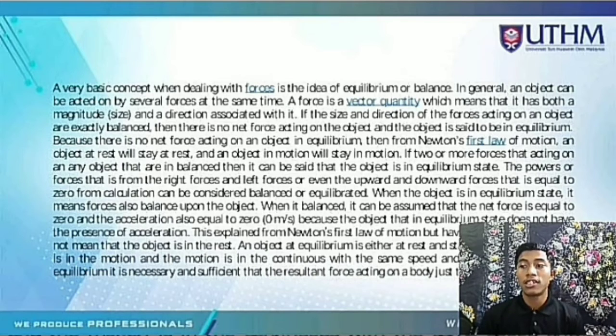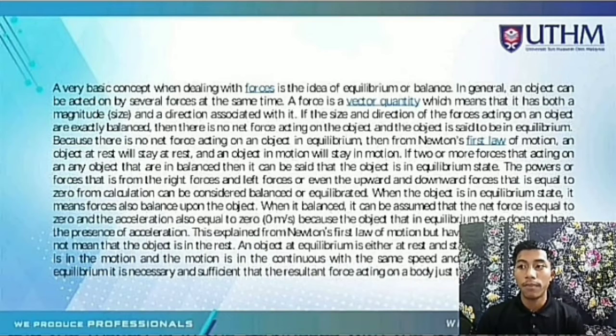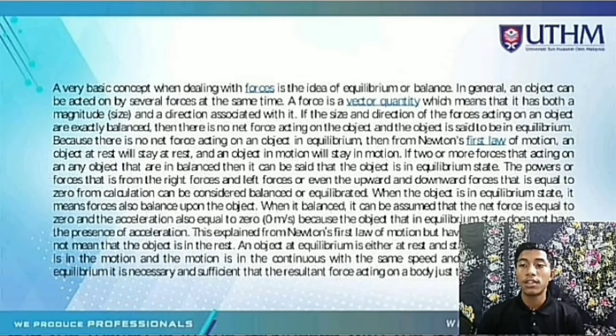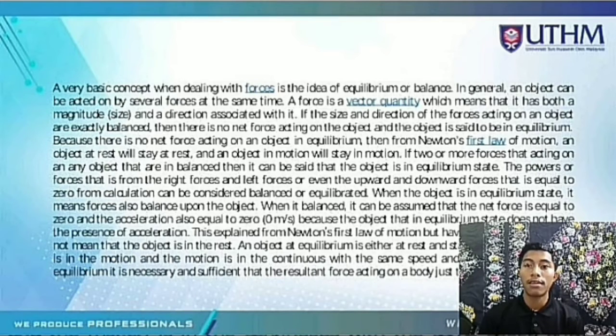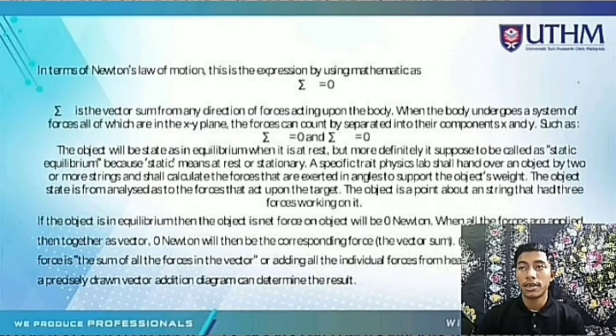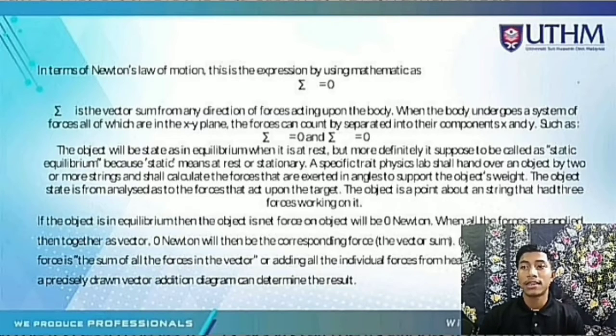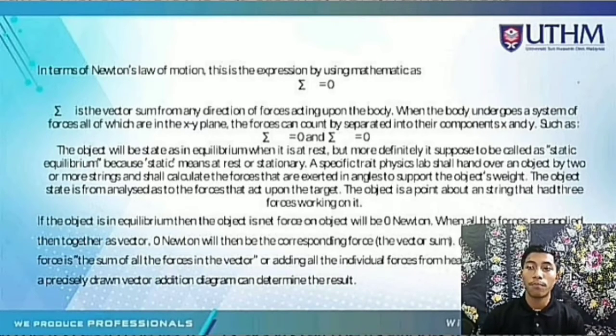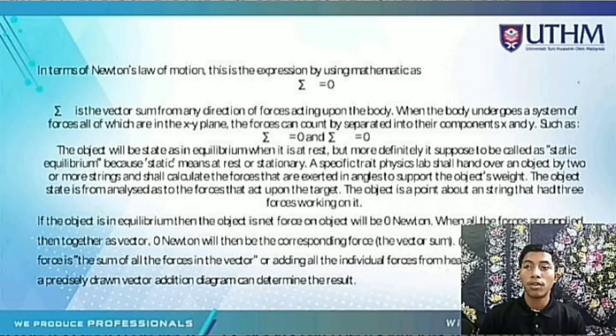Because there is no net force acting on an object in equilibrium, then from Newton's first law of motion, an object at rest will stay at rest, and an object in motion will stay in motion. In terms of Newton's law of motion, this is expressed mathematically as summation of F equals 0. Summation of F is the vector sum from any direction of forces acting upon the body.